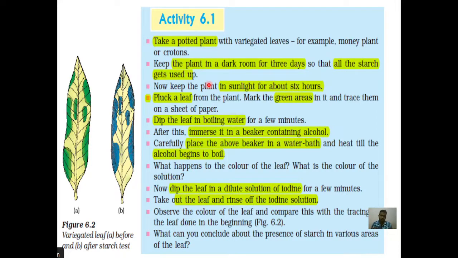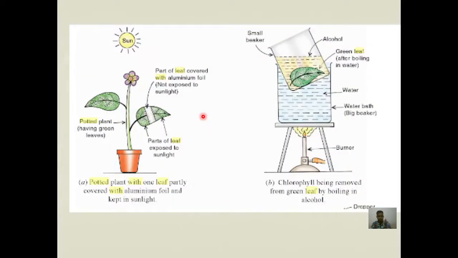Now after that you need to pluck out the leaves and put them in boiling water for a few minutes. Then take a beaker, fill it with alcohol and immerse the leaf inside the alcohol and keep it in the water bath. So the alcohol starts to boil, and the alcohol will be removing the chlorophyll content from the leaves. After that, take out the leaves, dry them for some time, and then add iodine solution over the leaves. Now what is going to happen when you add the iodine solution here? So you can see the same picture.